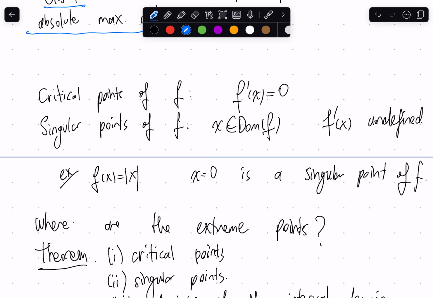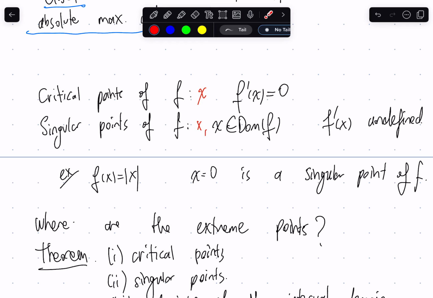Okay, so we have two definitions. One of them is about critical points of a function f. So the critical point of a function means the x value for which the derivative is 0. And also we have singular points of f, and singular points are those points x which are in the domain of the function and such that the derivative is undefined.